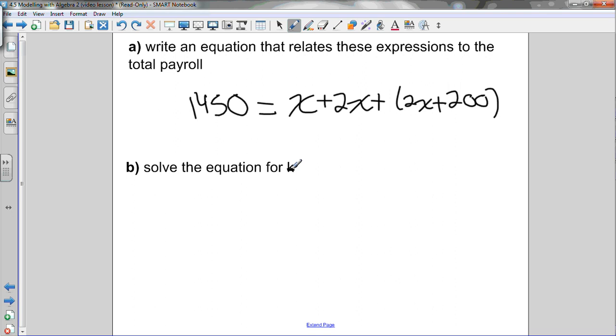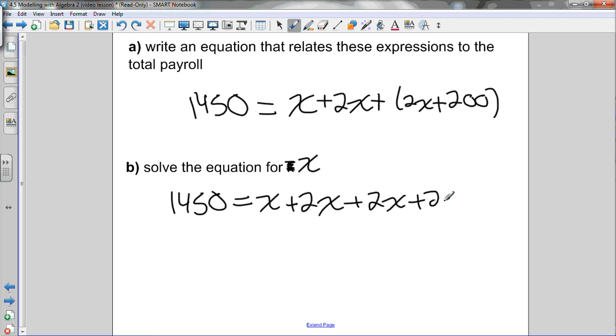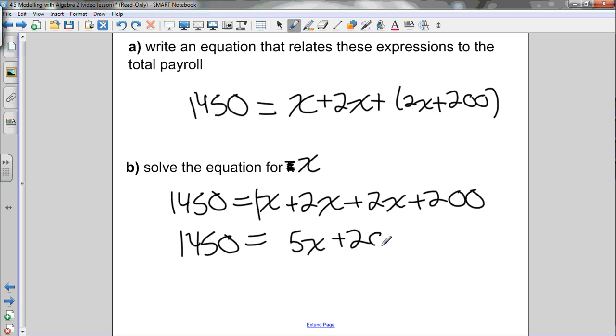So let's solve the equation for x. Part B says solve the equation for x. So let's do that by collecting our like terms and simplifying. On the right side of the equation, I have an x plus a 2x plus a 2x plus 200. I know adding a polynomial, I can just drop the brackets. I'm going to now collect my like terms on the right side, x plus 2x plus 2x. So I have a 1x plus 2x is 3x, add another 2x, I now have 5x plus 200.